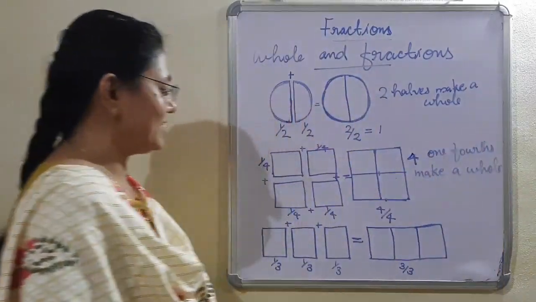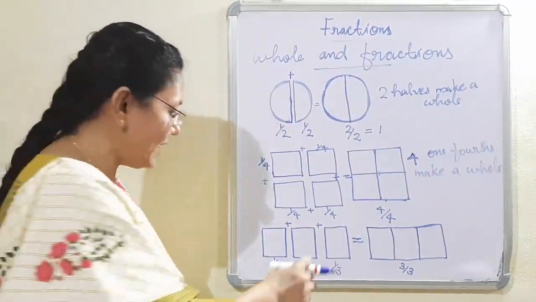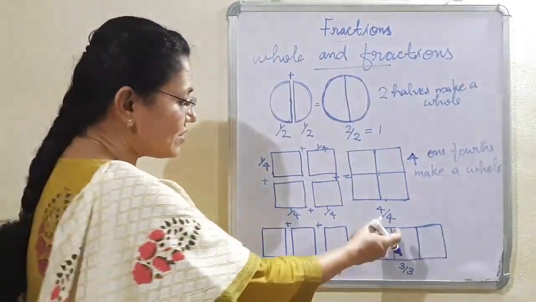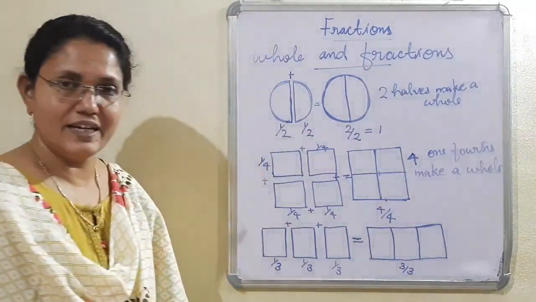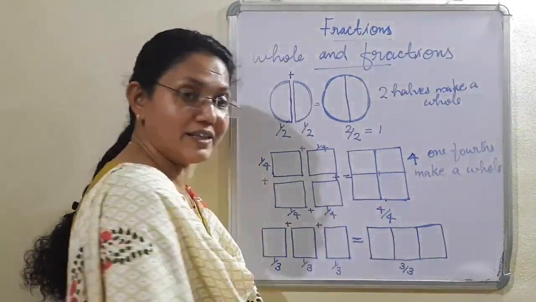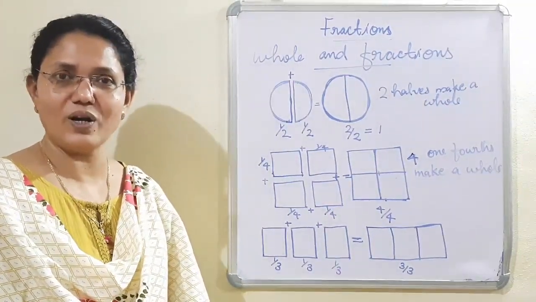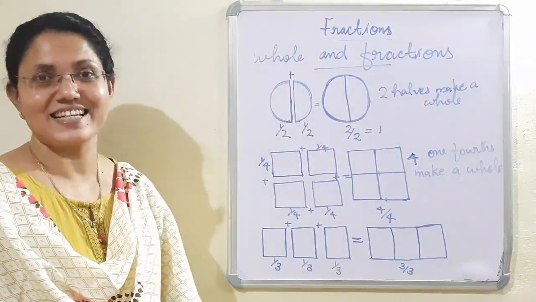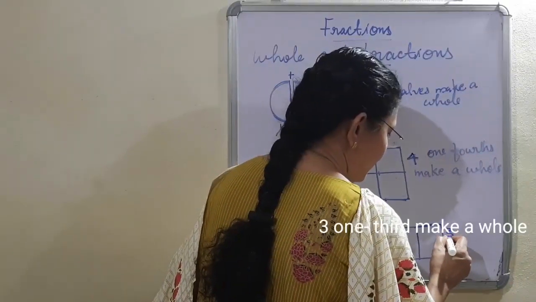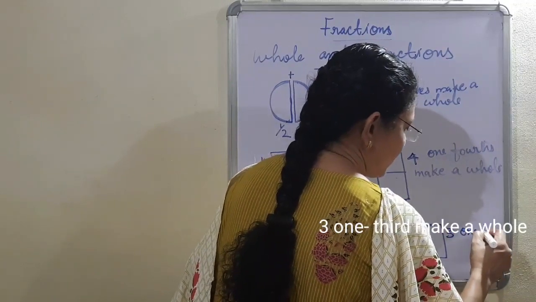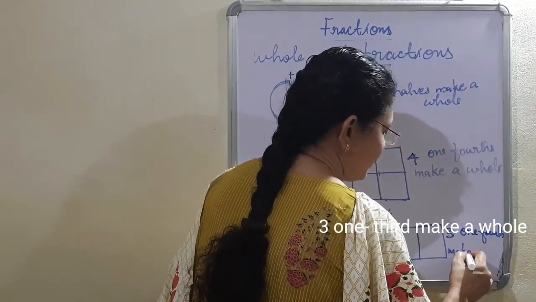Next, the third one, 1 by 3 parts are given. When we add all these together they make 3 by 3. Total 3 parts are there. Out of 3, all the 3 parts are there. Means how many 1 by 3 make a whole, a complete figure? Yes, 3. According to the denominator, you can write this. You can write 3 1 by 3 make a whole.